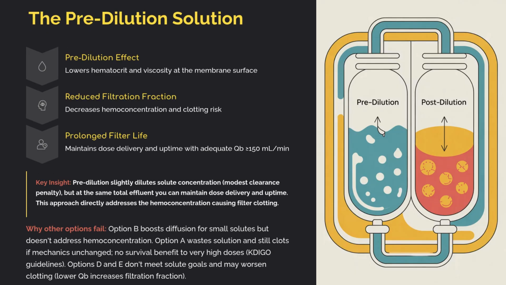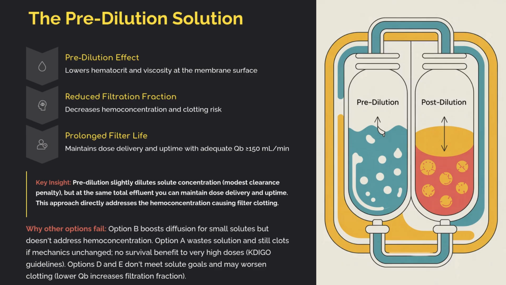Let's look at the pre-dilution solution and why it's often the right choice when we are dealing with recurrent circuit clotting. The pre-dilution effect lowers hematocrit and blood viscosity right at the membrane surface. By diluting the blood before it enters the filter, we reduce sludging and maintain smoother flow through the fibers. This leads to a reduced filtration fraction, meaning less hemoconcentration and lower risk of clotting within the circuit. As a result, we get prolonged filter life, maintaining dose delivery and uptime, especially when the blood flow is kept at or above 150 milliliters per minute.